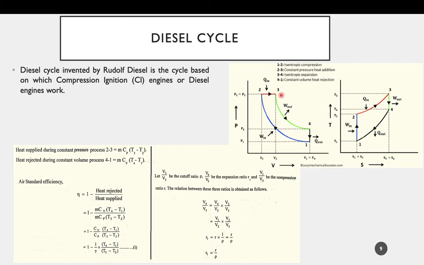We know V3 by V2 is rho, so you can write V2 by V3 as 1 by rho. And V4 by V3 is expansion ratio, that is R1. So R1 is equal to R into 1 by rho. So R1 is equal to R by rho. R1 is expansion ratio, R is compression ratio, and rho is cutoff ratio. This is the relationship between these 3 constants: R1 is equal to R by rho.